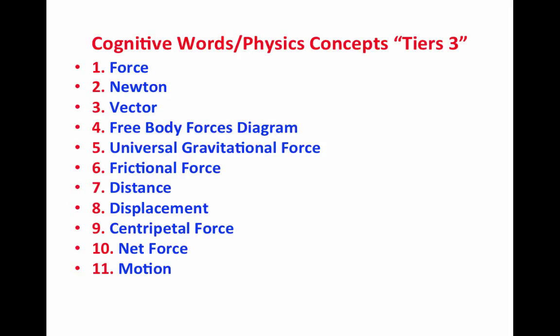These are the cognitive words or the physics concepts. Focus on the tier number 3 words. Force, newtons, vector, free body diagram, universal gravitational force, frictional force, distance, displacement, centripetal force, net force, motion force. All these definitions you will learn and you will master at the end of this lesson plan.